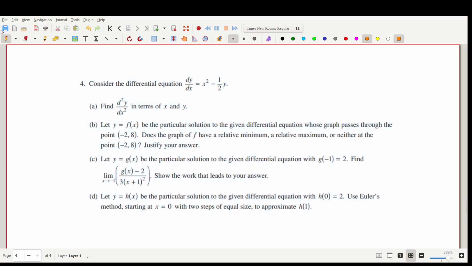Differential equation problem. Find d squared y, dx squared in terms of x and y. Okay, just differentiate it. Don't forget that derivative of y is dy dx, and then you plug that back in, and you get 2x minus x squared plus half y. Coolio. Done with A.